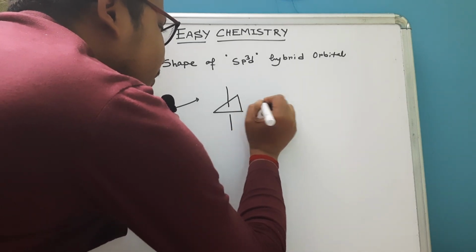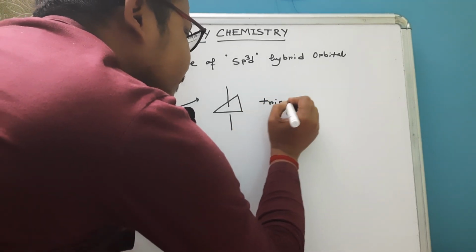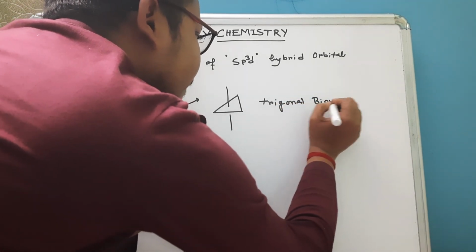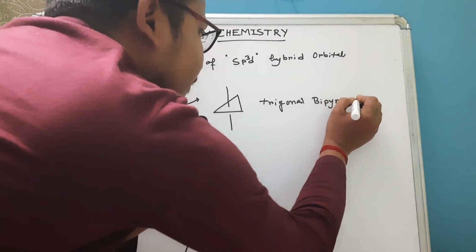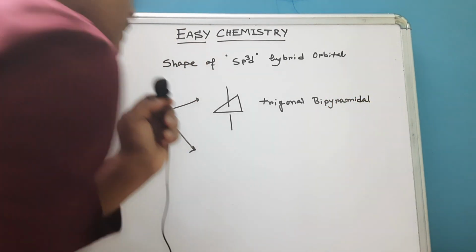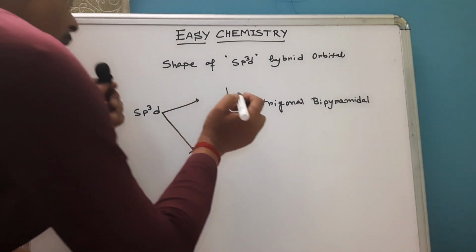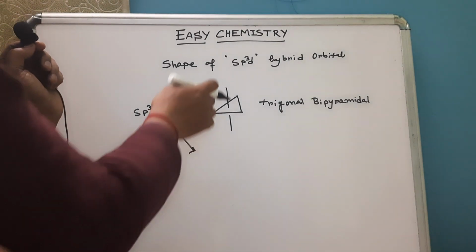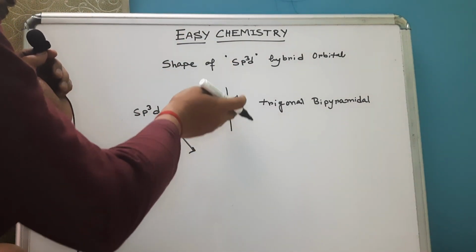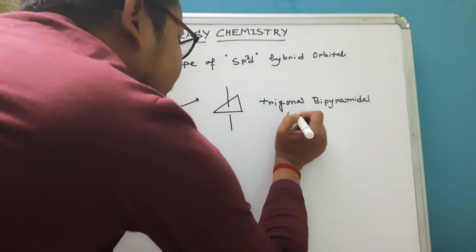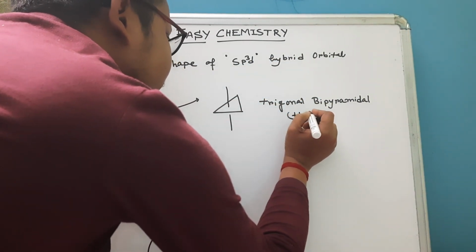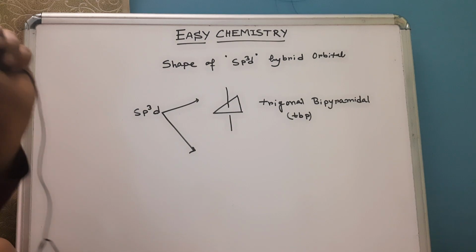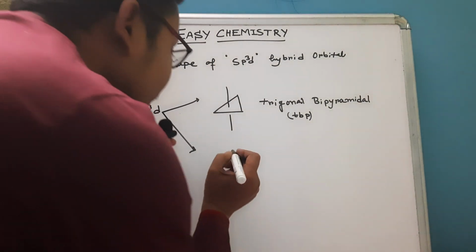The shape is trigonal bipyramidal. This is a plane, the trigonal plane, with two apexes, one above the trigonal plane and one below the trigonal plane. So it is a trigonal bipyramidal TBP structure. This is the TBP structure. And another possible shape of this structure is the square planar.